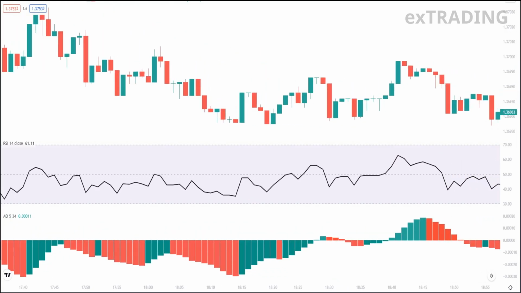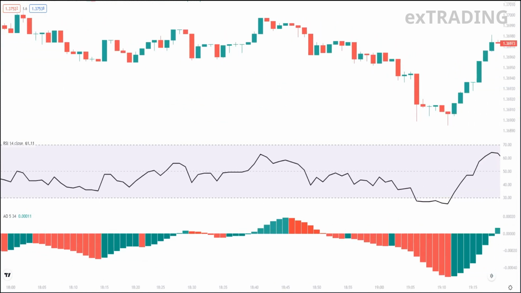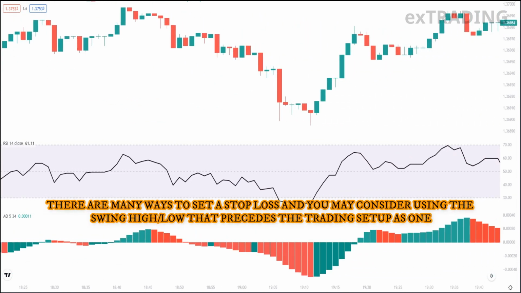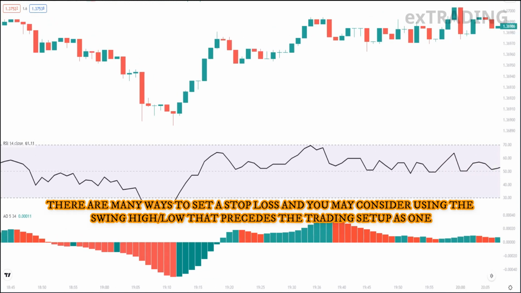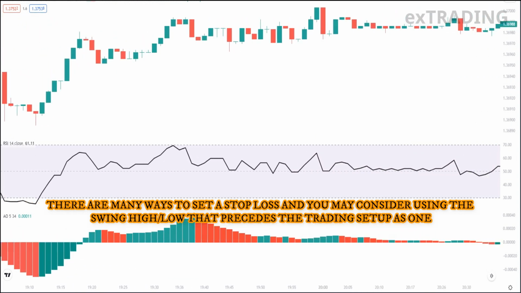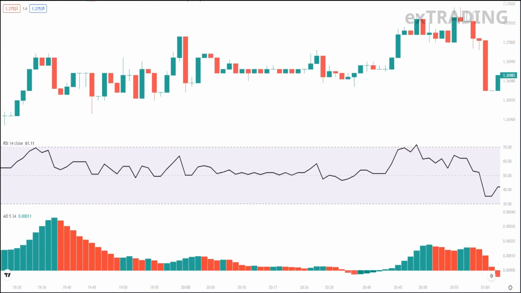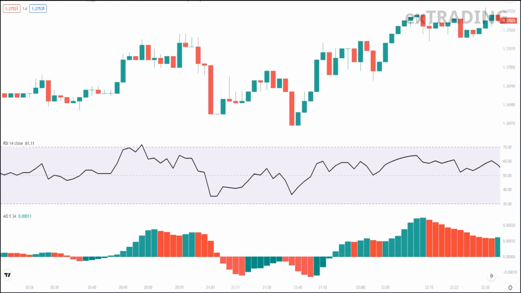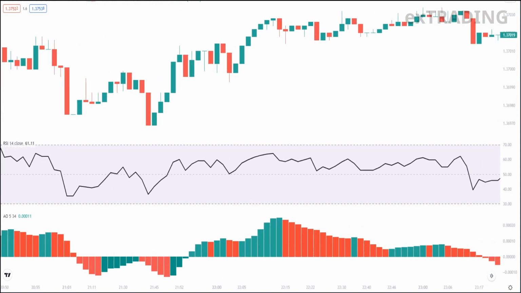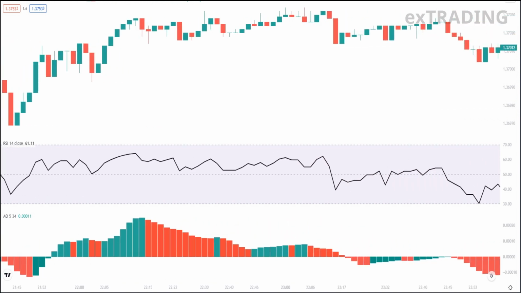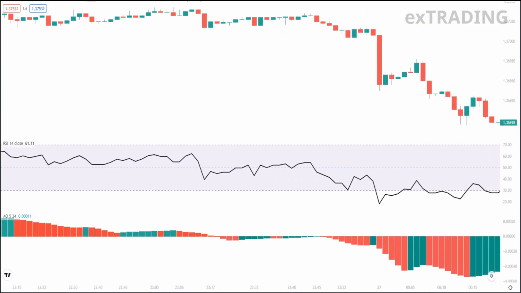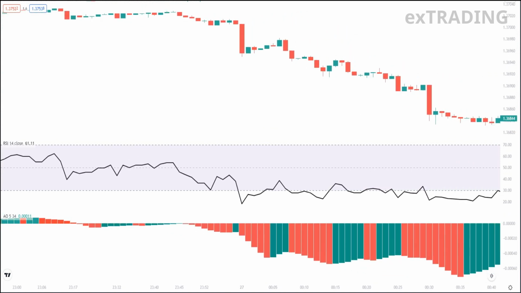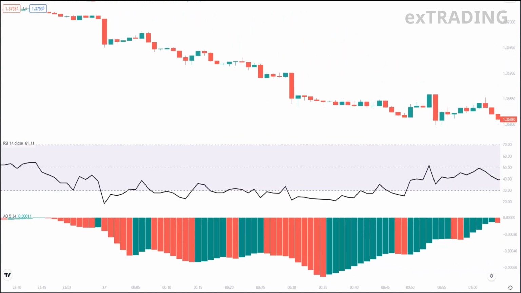Stop loss and profit targets. Stop loss is essential to your longevity as a Forex trader. There are many ways to set a stop loss and you may consider using the swing high-low that precedes the trading setup as one. Just ensure you are not setting your stop right below swing lows or above swing highs. Those are places of liquidity and I personally use those zones as failure test trades. You will be getting taken out of your position at the time you should be entering.